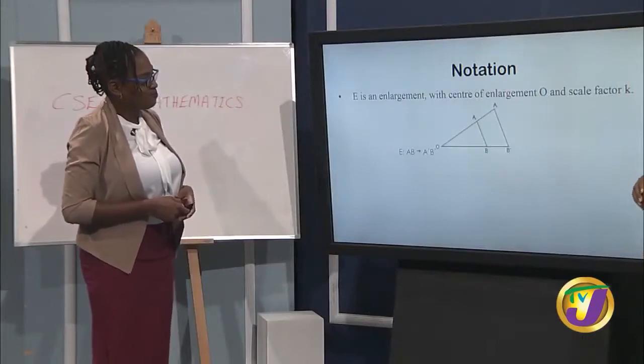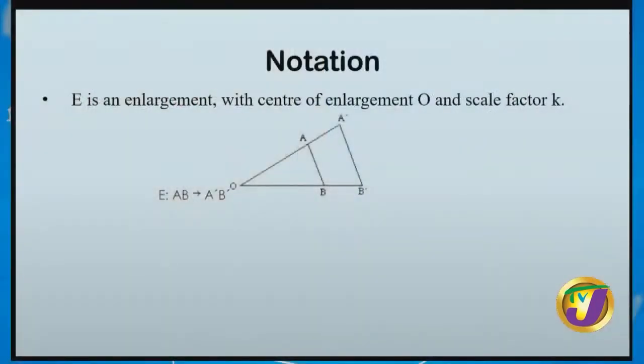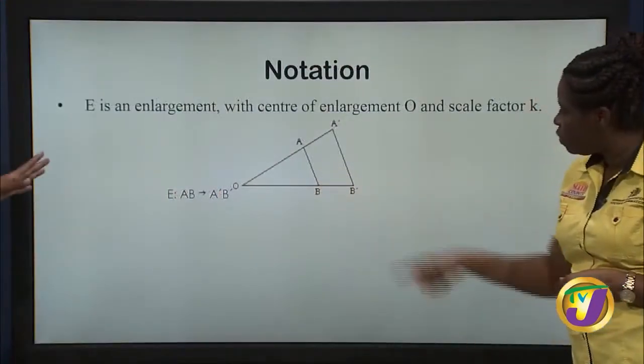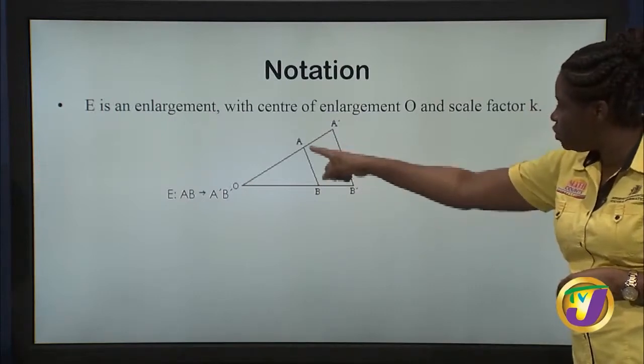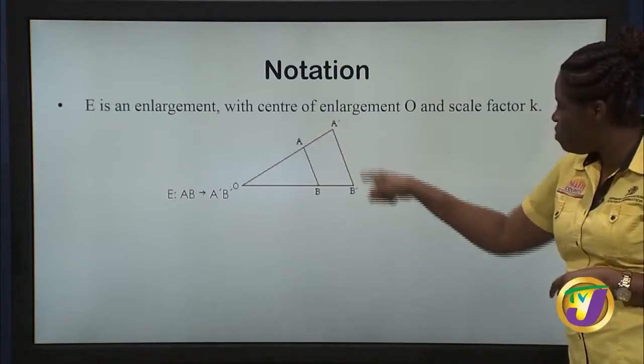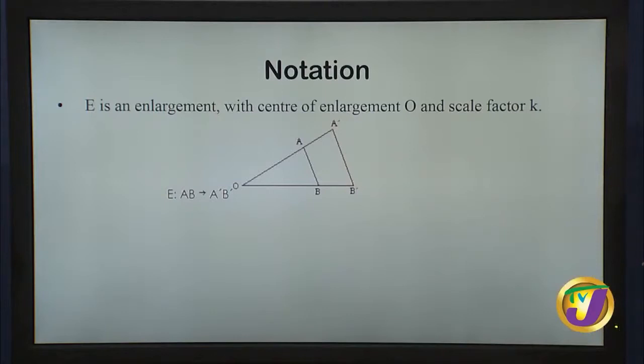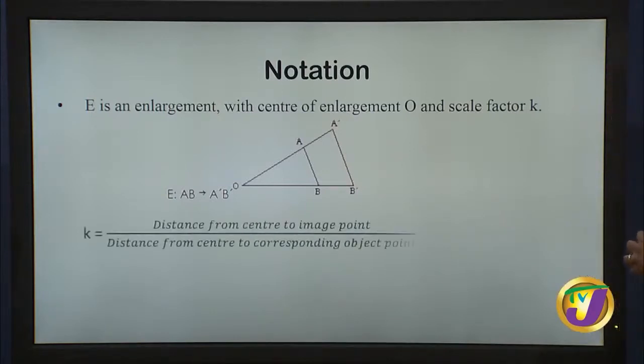So here we have a diagram, and here we have our notation. So how do we read this notation? The E stands for enlargement. So it's an enlargement where the object AB is transformed or mapped to A prime B prime. Right, so these would be object, image. As I said, the image has this small notation above the letter, the line there above the letter.